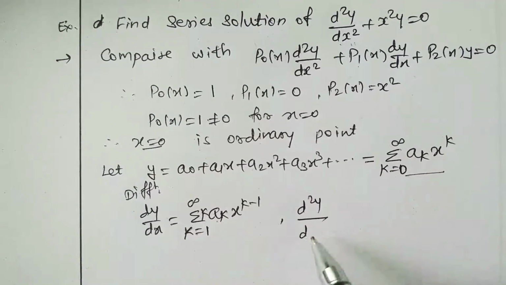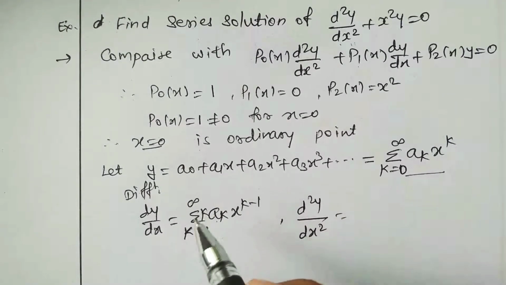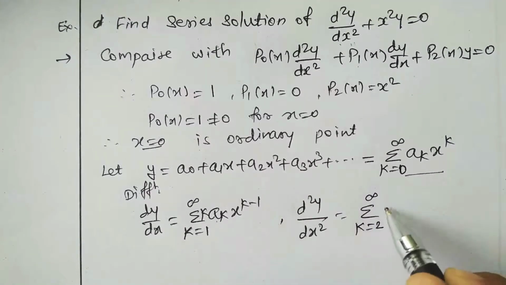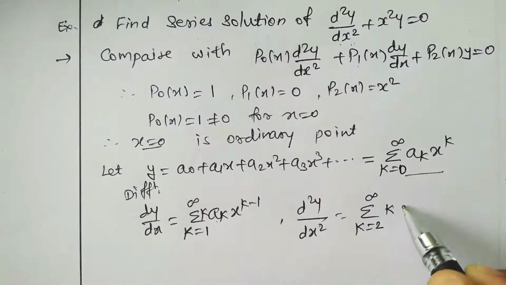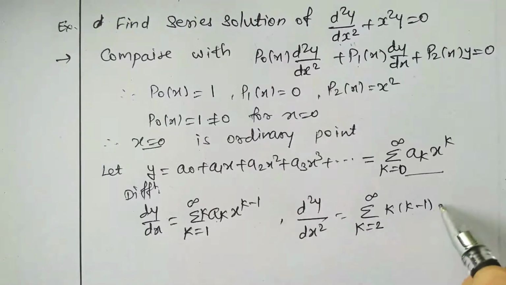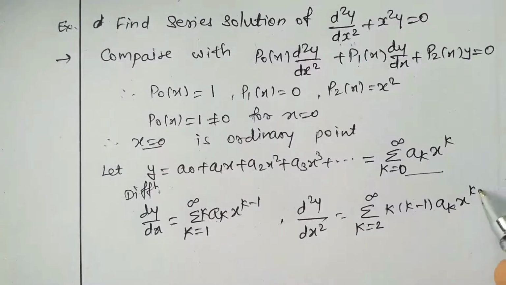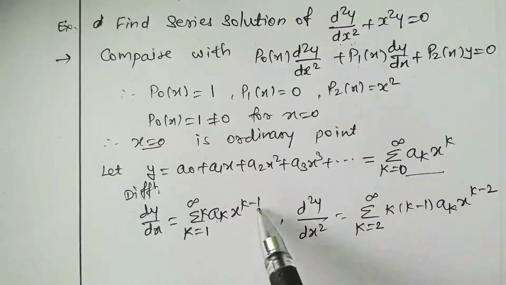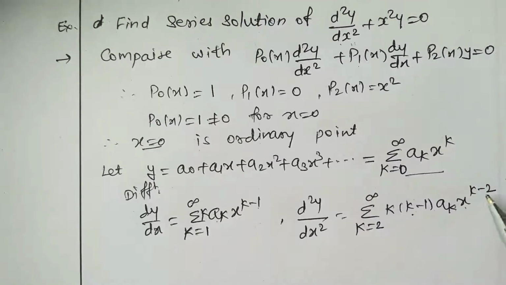Then double derivative d square y by dx square. Again differentiate this dy by dx. Now this time k varies from 2 to infinity. The first k as it is, derivative of x is to k minus 1 is k minus 1. This ak as it is, and the power of x is to k minus 2. See here, this k as it is, ak as it is, and derivative of x is to k minus 1 is k minus 1 into x is to k minus 2. Again the power of x is k minus 2. So to make the power greater than or equals to 0, we have to write k start from 2. K varies from 2 to infinity.